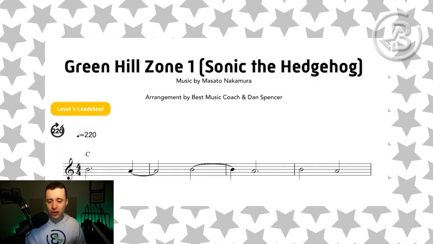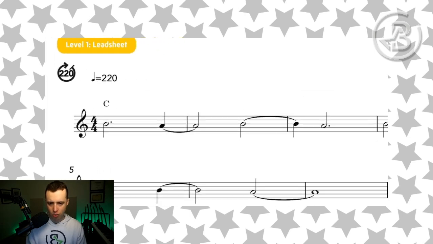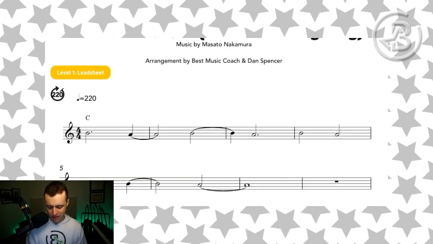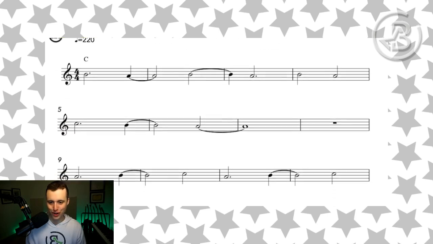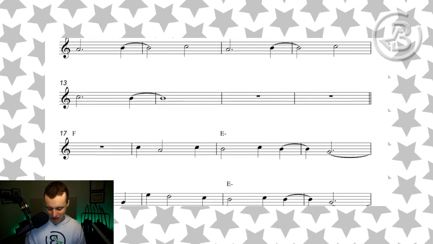In this boss fight, we're going to be taking on the Green Hill Zone 1 from Sonic the Hedgehog. So first thing for us to do is to look at our key signature. No sharps, no flats. That means it's either going to be C major or A minor. Now let's take a peek at the chords. Well, we have a C for the first 4, 8, 12, 16 measures before we get to an F in measure 17.